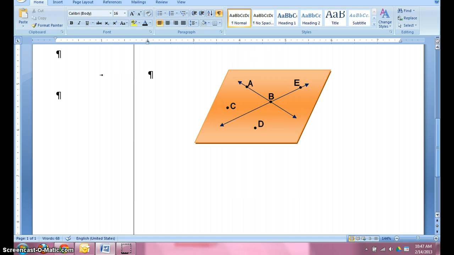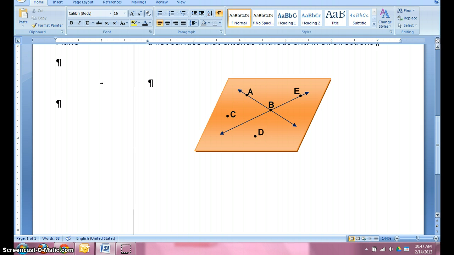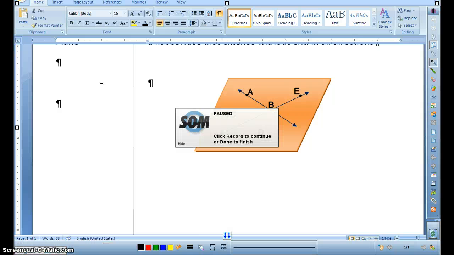All right, let's practice actually naming these. Here's our figure. You can see in this figure the orange would be our plane, although of course we can't have it go on forever in a picture, but you have to imagine that it does.